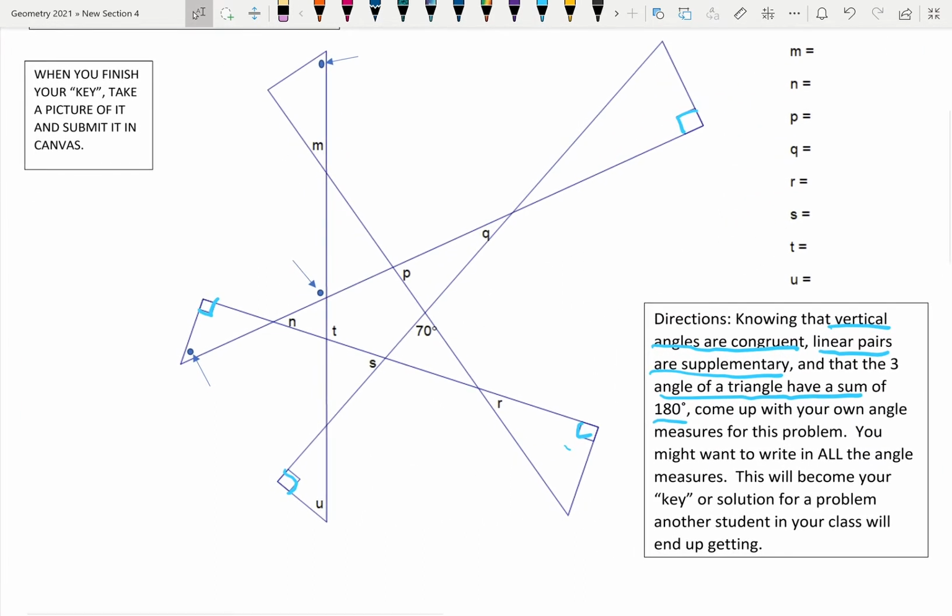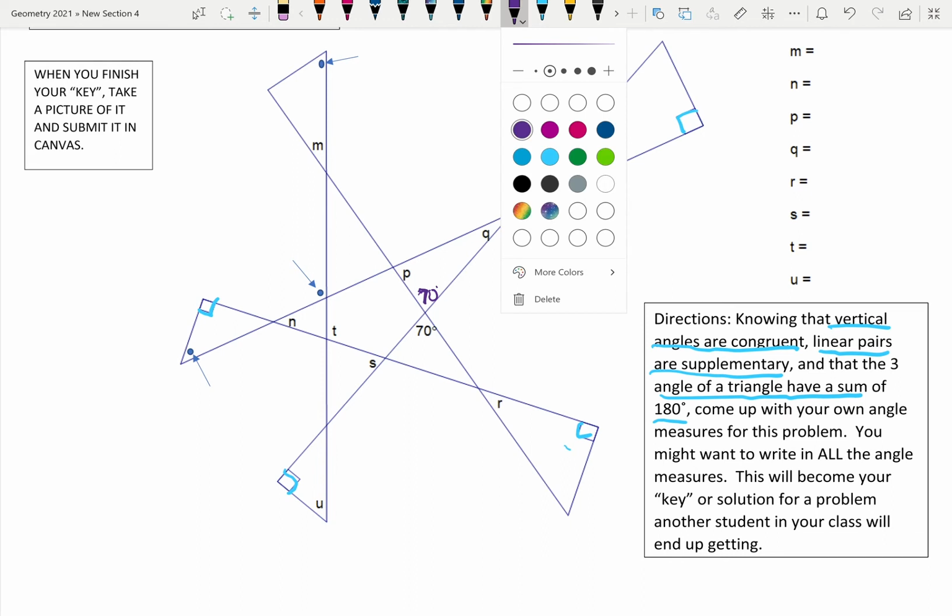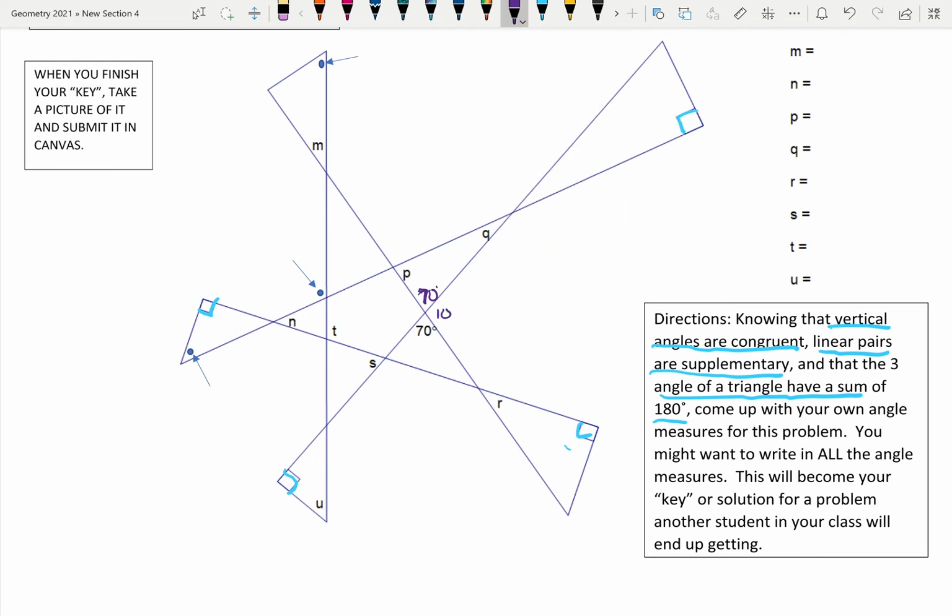This 70-degree angle is vertical to this one, so that forces this to be a 70-degree angle, because vertical angles are congruent. That forces these 2 angles to be 110 degrees because we have linear pairs here. This pair of angles is a linear pair. They're supplementary. They add to 180.